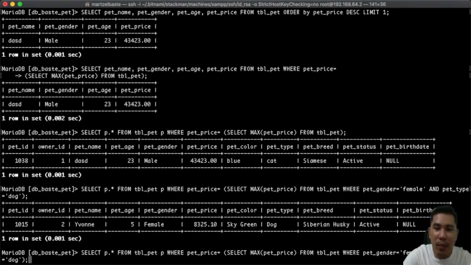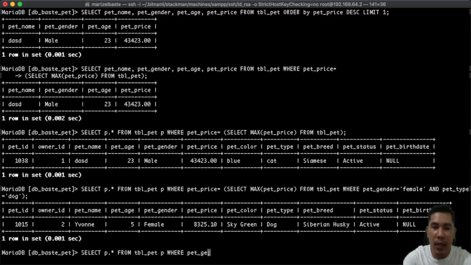So let's display all of these pets under female dogs. So where pet gender is equal to female and pet type is equal to dog.